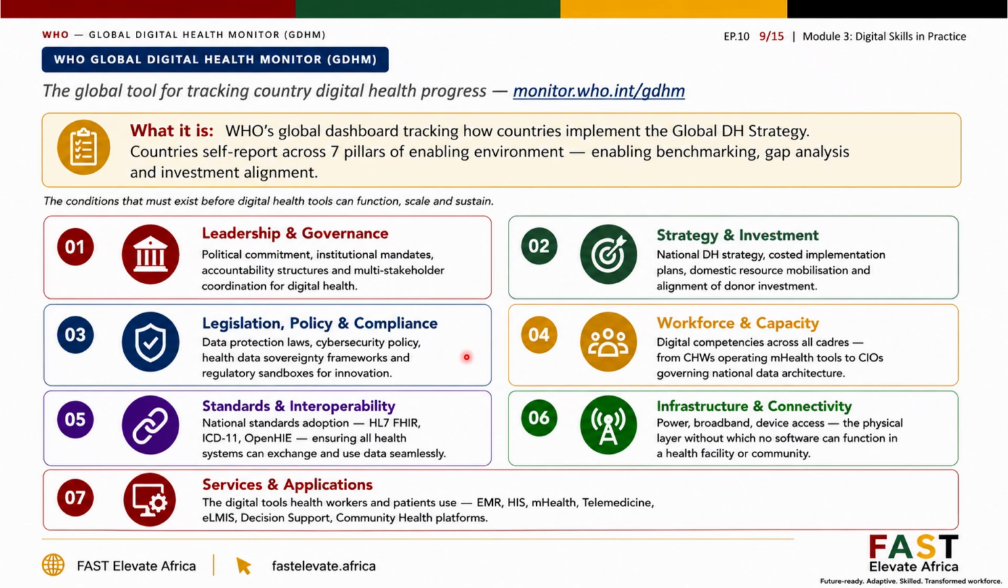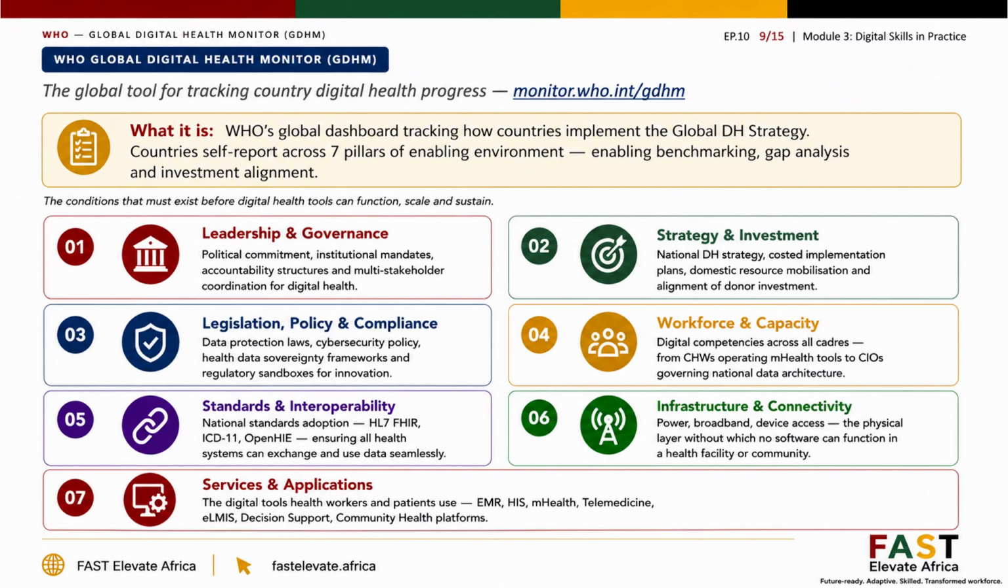3. Legislation, policy, and compliance. This includes data protection laws, policies, and frameworks. 4. Workforce and capacity. These are digital competencies across all cadres. 5. Standards and interoperability. This is adoption of national standards. 6. Infrastructure and connectivity, including power, broadband, and devices access. And 7. Service and applications, the digital tools health workers and patients use, including EMRs, HIS, telemedicine, ELMIS, ECHIS, and so forth.